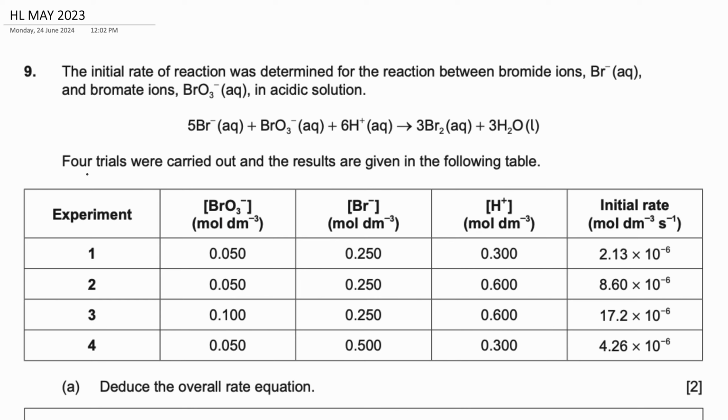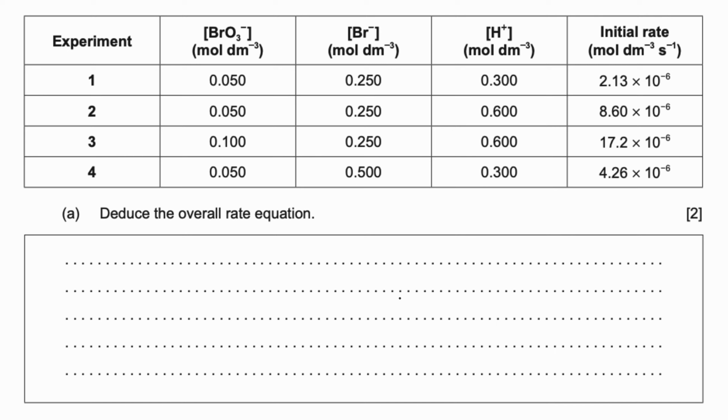And so they say 4 trials were carried out and the results were given in the following table. So here we have some experimental data. Part A, determine the overall rate equation. Okay, so how does a rate equation look? Essentially, it will be k, the reaction constant, times the concentration of the participating reactants.